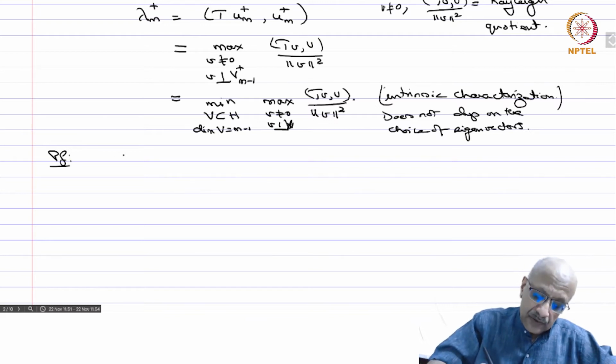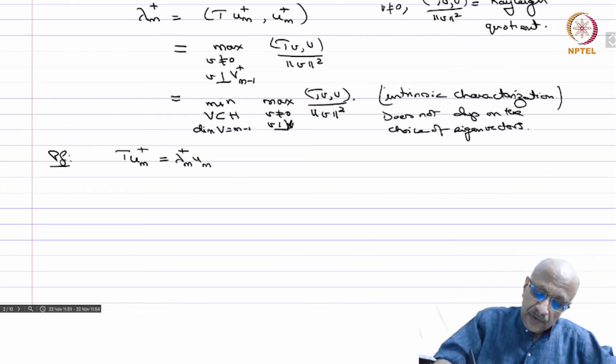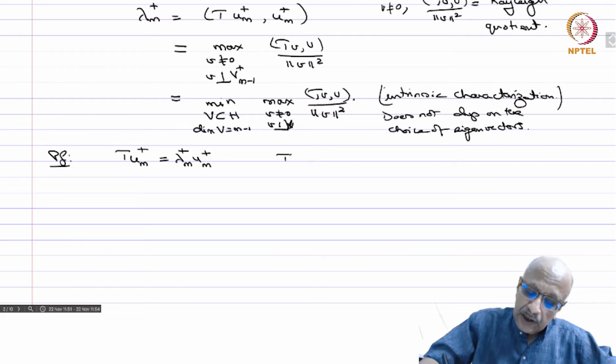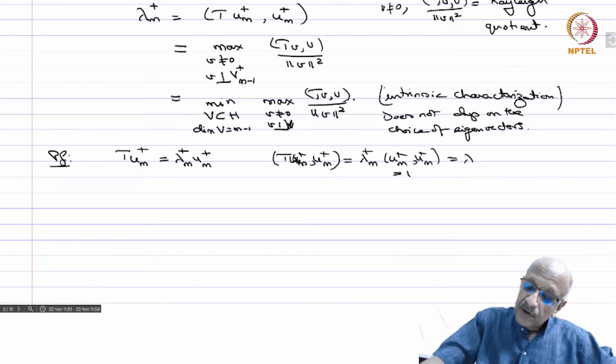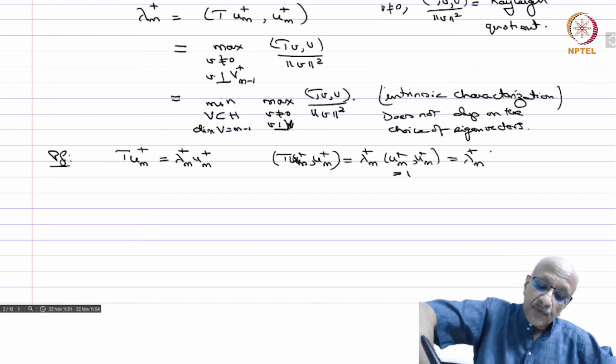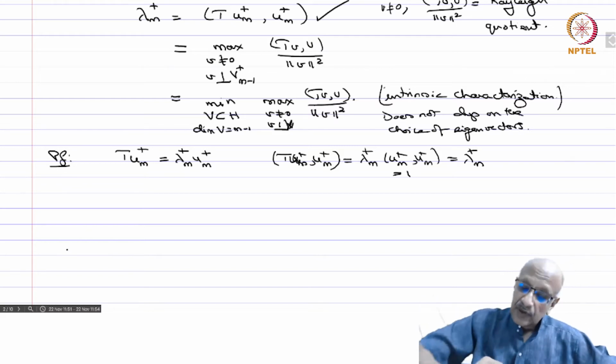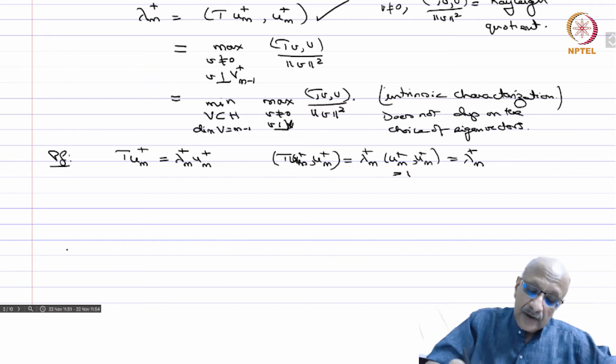The first one is obvious. You have T U_m^+ = lambda_m^+ U_m^+. So you take the inner product: <T U_m^+, U_m^+> = lambda_m^+ <U_m^+, U_m^+>, and this is equal to 1, and therefore that's equal to lambda_m^+. So that proves the first one. That is almost immediate.